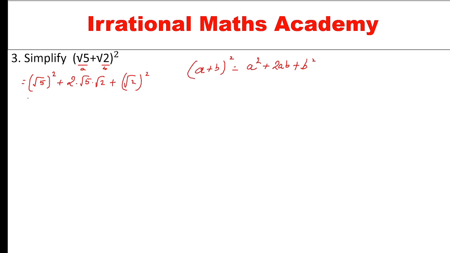So square and root get cancelled. So you'll be left with 5 here. Then 2 into root 5 into root 2. Just now I told you, right? Root A into root B, I can write it as root A into B. So this becomes root 5 into 2, root 10, plus root 2 whole square, where root and square get cancelled. So 5 plus 2 is 7. 7 plus 2 root 10 is the answer.